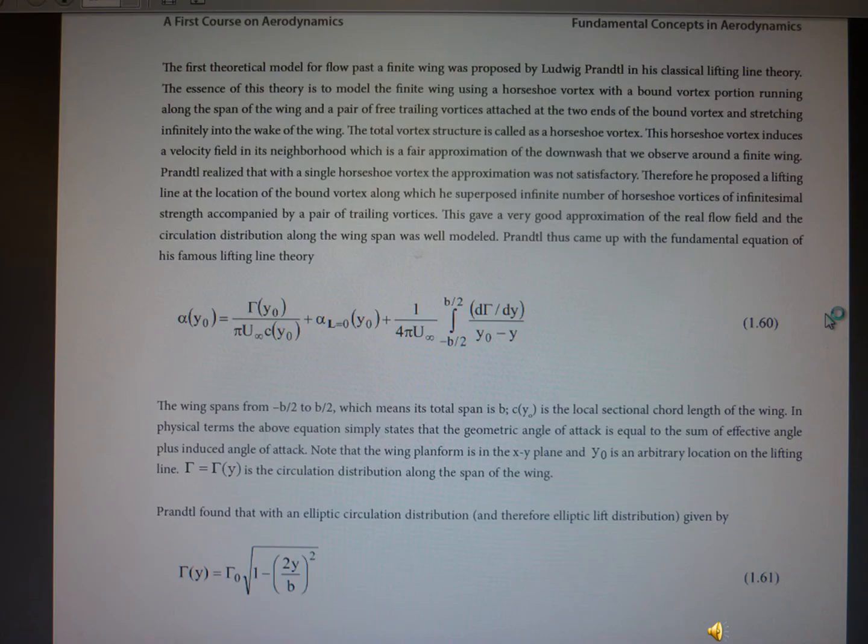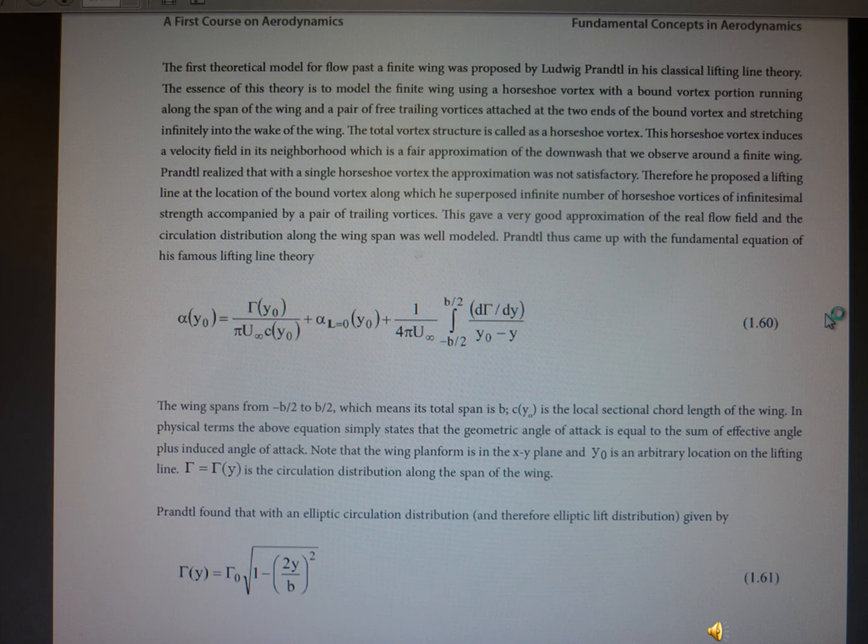The next one is the lifting line. When the lifting line is calculated, alpha y0 equals gamma y0 divided by pi u infinity, times alpha a0 y0, plus 1 by u infinity times the integral from minus b by 2 to b by 2 of d gamma y by dy, divided by y0 minus y. So this is the equation to calculate the flow field distributed along the wingspan.